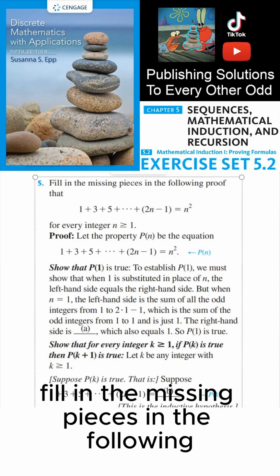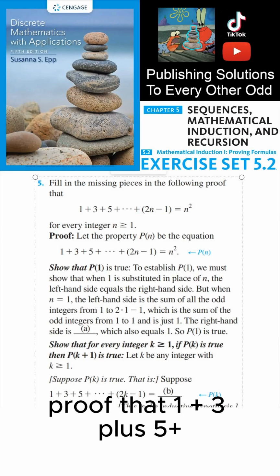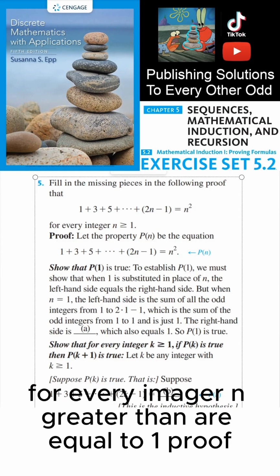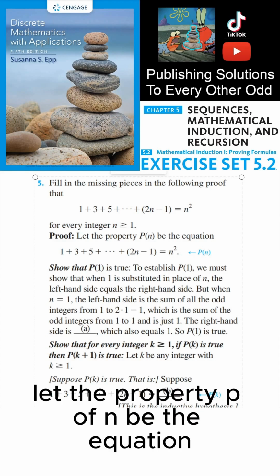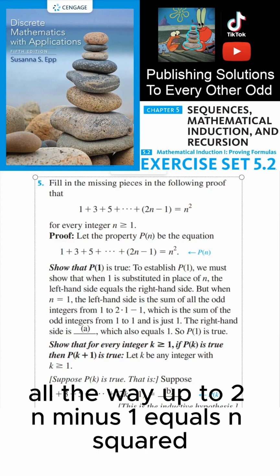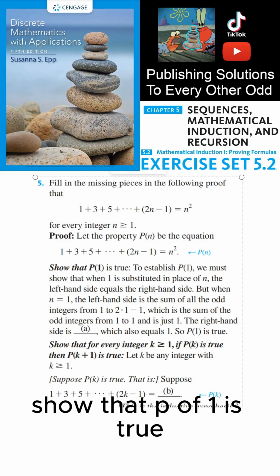Fill in the missing pieces in the following proof that 1 plus 3 plus 5 plus all the way up to 2n minus 1 equals n squared for every integer n greater than or equal to 1. Proof. Let the property P of n be the equation 1 plus 3 plus 5 plus all the way up to 2n minus 1 equals n squared. Show that P of 1 is true.